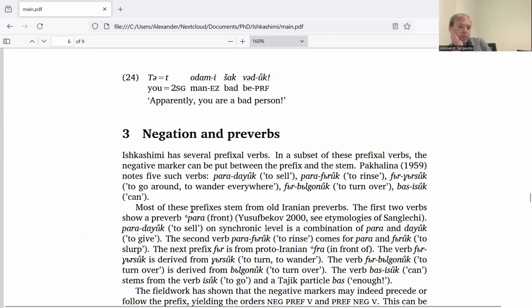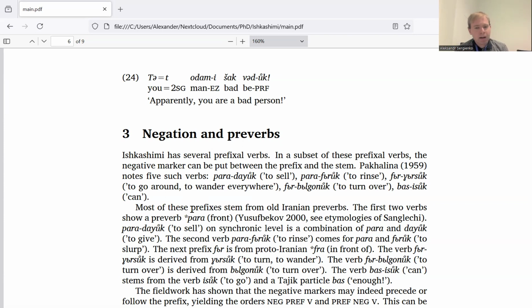So here's an interesting puzzle with negation and preverbs, right? Ishkashimi has several prefixal verbs, and in a subset of these prefixal verbs, the negative marker can be put between the prefix and the stem. So we get something like negation, prefix, and stem, or prefix, negation, and stem. Pachalna 1959 notes 5 such verbs.